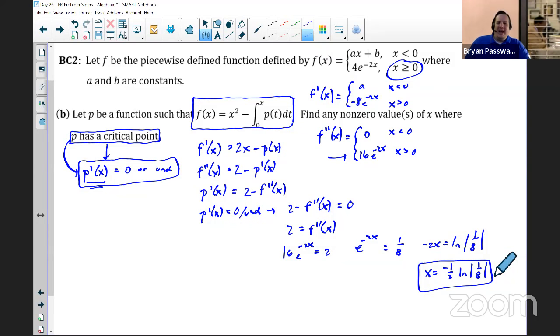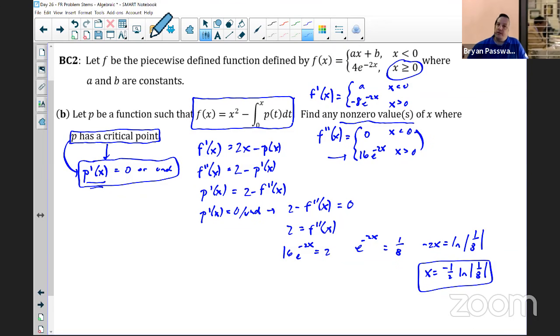Now, we have to also consider when f double prime is undefined, right? It's also a possibility. That would only happen in this case at 0, where the two pieces kind of meet. You might have an undefined second derivative there. But notice in the problem, I kind of fixed that by saying we're finding the non-zero value. So we don't have to deal with that 0 part, but it's a possibility you might have to check where those two pieces meet to see if that's an undefined derivative there. So in this case, the only answer is going to be negative 1/2 the natural log of 1/8.